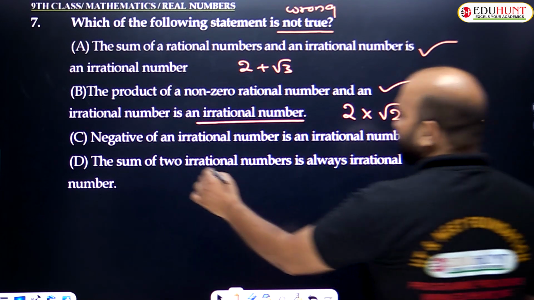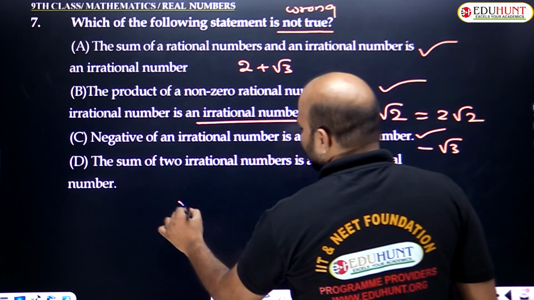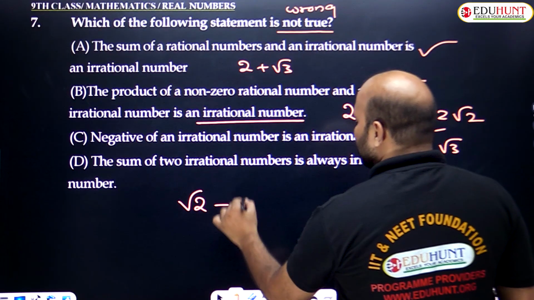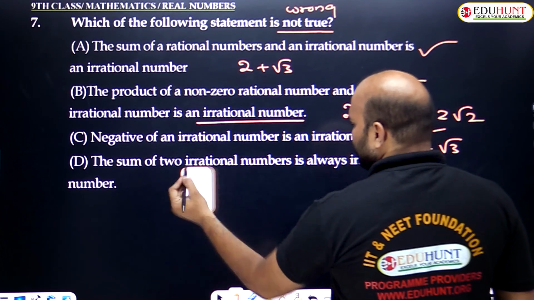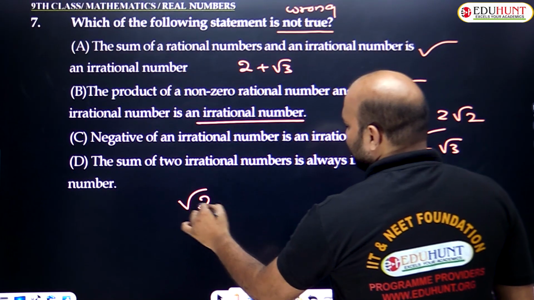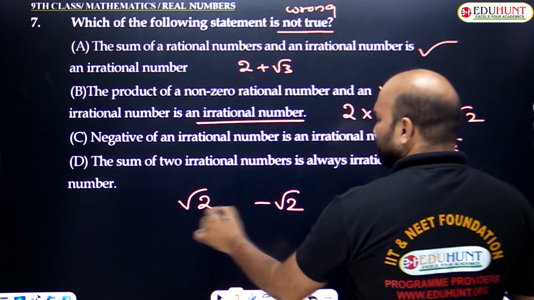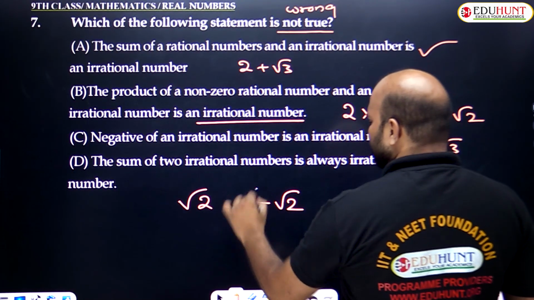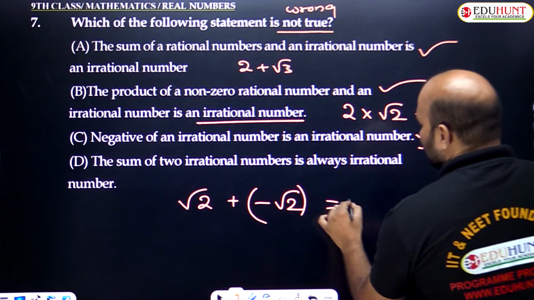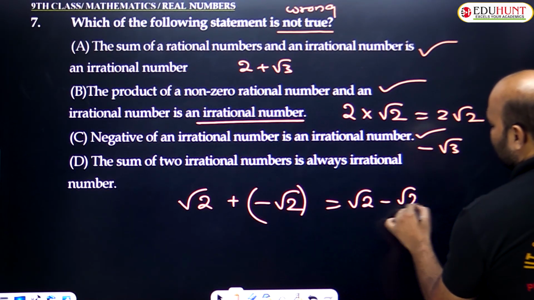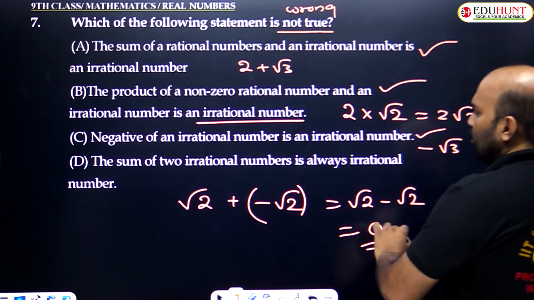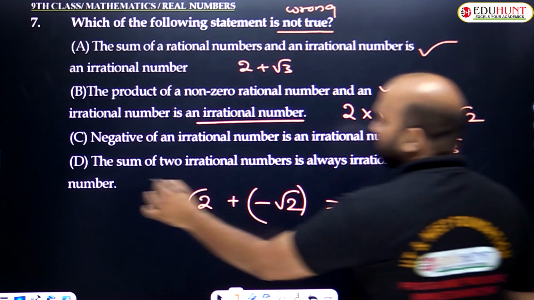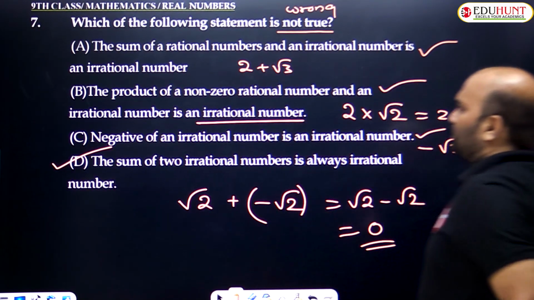So what I am given is the sum of two irrational numbers. Root 2 is an irrational number, minus root 2 is also an irrational number. So the first number is root 2, the second one is minus root 2. Both are irrational numbers. You can add these two, and you will get root 2 minus root 2, value 0. But 0 is not an irrational number, that is a rational number. A whole number is nothing but a rational number. So this statement is wrong. Option D is the right answer.